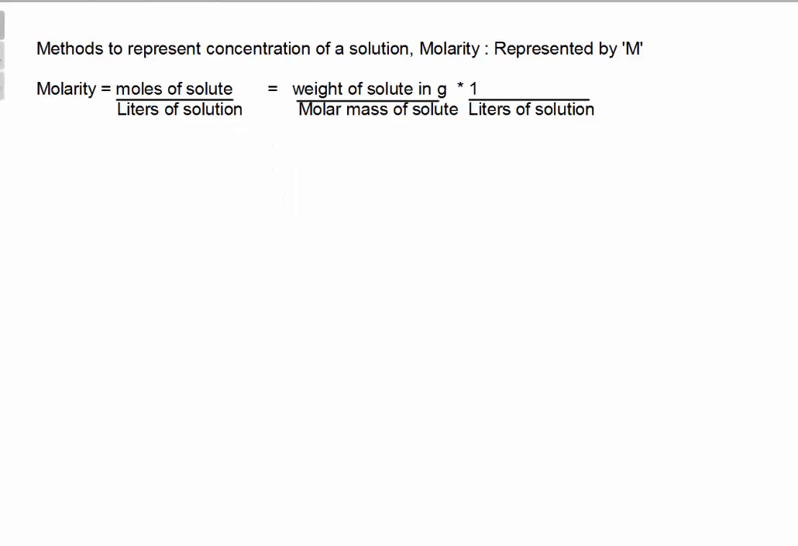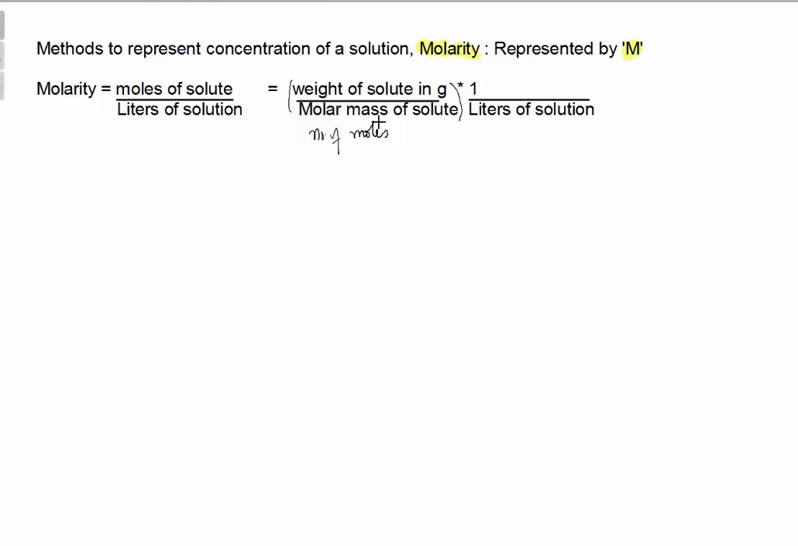Now we'll talk about methods to represent concentration of a solution. The first one we'll be dealing with is molarity. Please remember it is represented by uppercase M. How is it written? M is equal to moles of solute upon liters of solution, which can be rewritten as weight of solute in grams upon molar mass of solute into 1 upon liters of solution. Please remember this term here is indirectly specifying the number of moles. This is very important. In the earlier session, we might have discussed how to calculate moles of a substance.